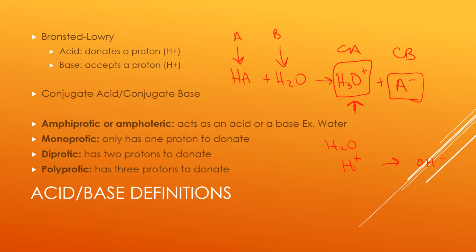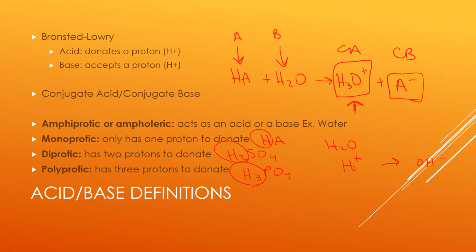Monoprotic means that an acid has only one proton to donate. So HA would be an example of that. It only has one hydrogen to give. Diprotic means you have two protons that you can donate. An example is H2SO4. So you have two hydrogens you can give. And polyprotic has three or more protons to donate. So H3PO4, phosphoric acid, has 3 protons that it can give.